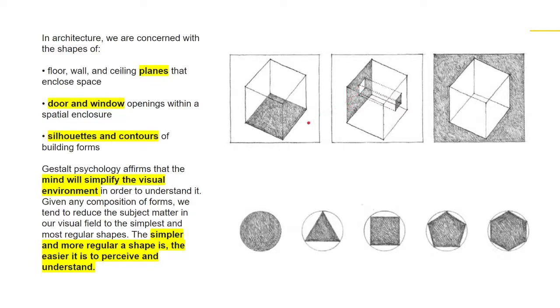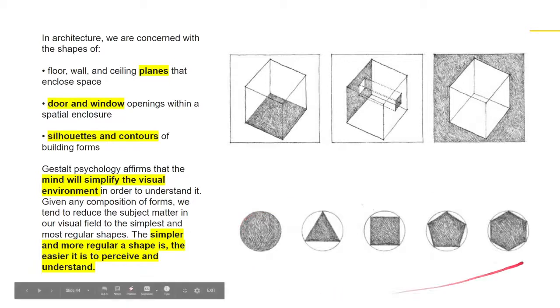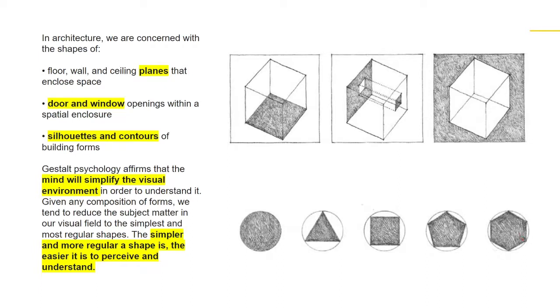Gestalt psychology affirms that the mind simplifies the visual environment in order to understand it. Given any composition of form, we tend to reduce the subject matter in our visual field to the simplest and most regular shape. The simpler and more regular a shape is, the easier it is to perceive and understand. These are examples. That's why even in freehand drawings, we start with the base shapes before we establish the intricacies or the details that go later on in the design.